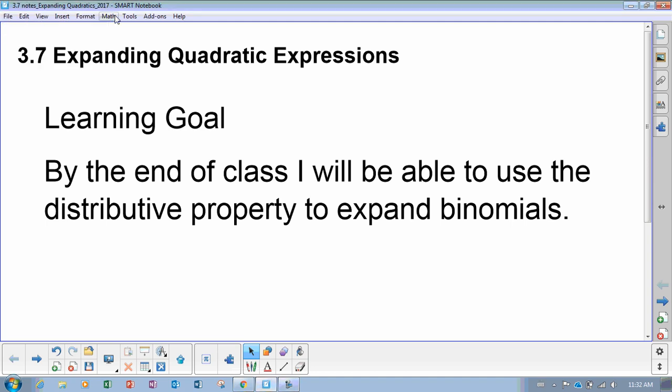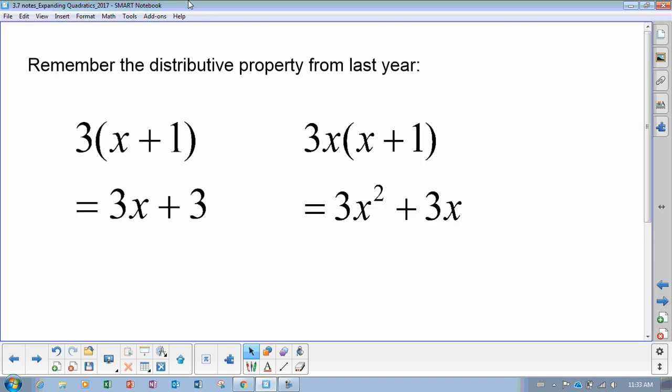Okay, so today's lesson is going to be on expanding quadratic expressions. We're really going to use that distributive property that we explored in grade 9 for expanding monomials and binomials and polynomials. Today we're going to focus on binomials and how we can use that property to help us. As I just mentioned, last year you looked at the distributive property.